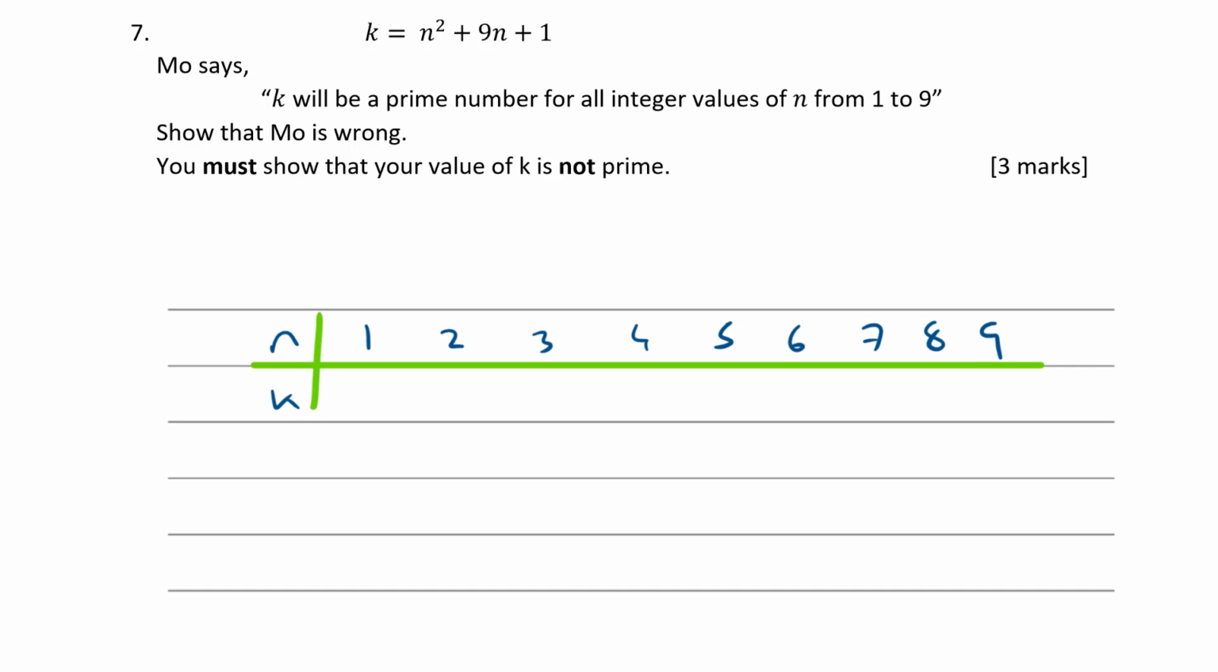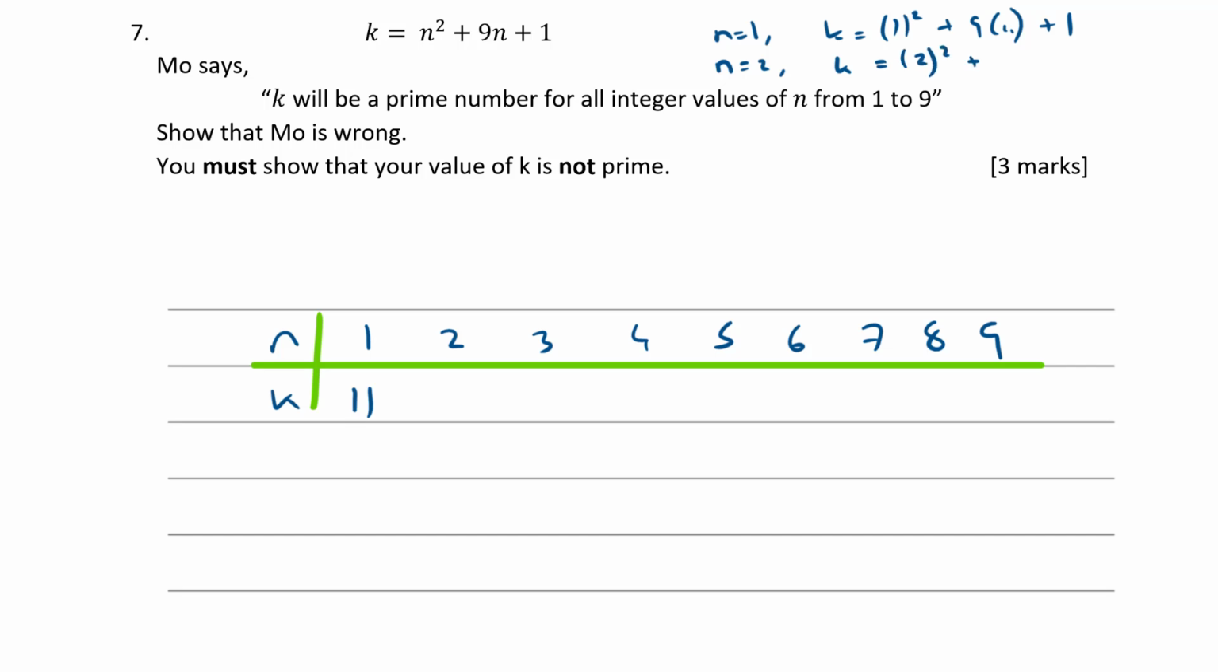If n is 1, then k is 1 squared plus 9 lots of 1 plus 1. So 1 squared is 1, 9 lots of 1 is 9, and 1 is 1. So that adds up to 11. Okay, so when n is 1, k is 11. Now, 11 is a prime, isn't it? So that one's fine. I'm going to have to keep going until I find a not prime, I think.